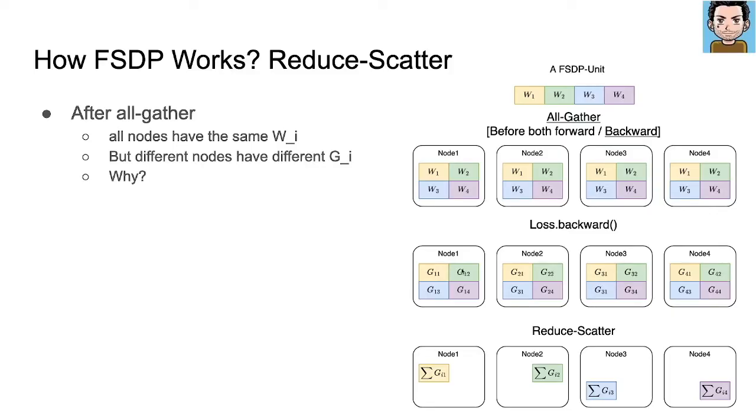Okay, so all GPUs indeed have the same weights, as you can see here, but they are operating on different mini batches. And because of these different mini batches, every GPU will have a different gradient.